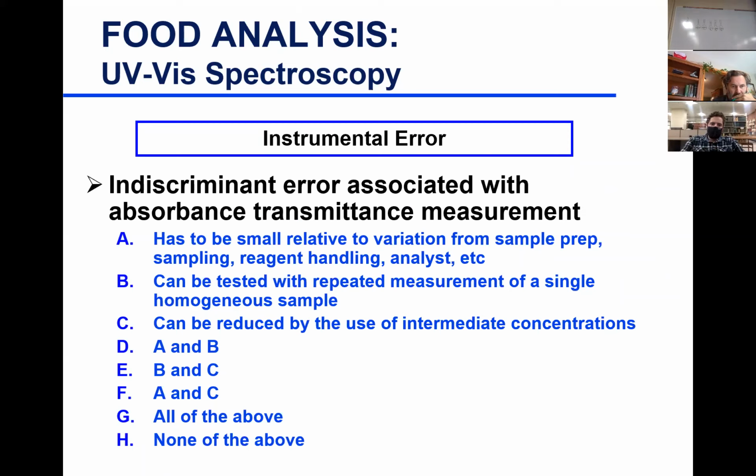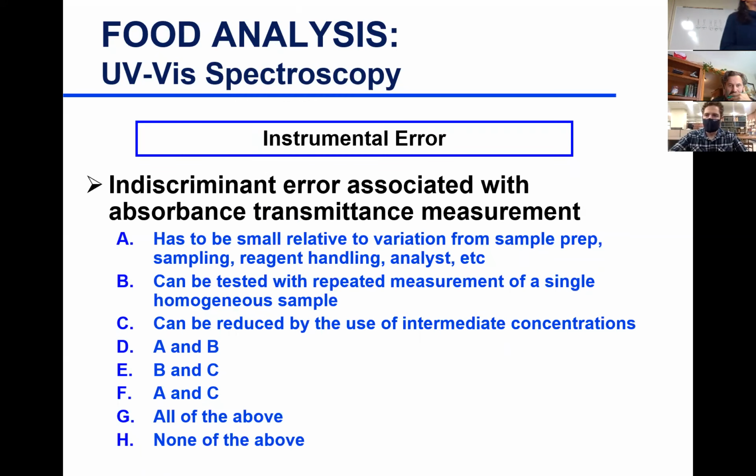It can be tested with repeated measurement of a single homogeneous sample. So you keep measuring the same sample multiple times, and then you can determine what the noise is by how the absorbance is changing every time you put the same sample in. Every time you put the same sample in, you might get a slightly different reading. That is your noise. It can be reduced by the use of intermediate concentration.